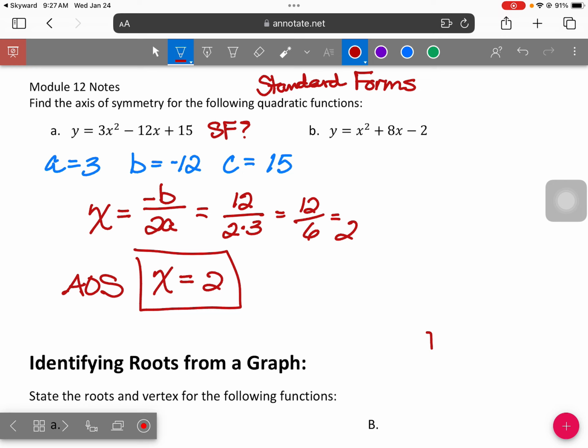Questions on that? All right, I want you to try B on your own at your seats. You need to find your A, B, and C values first. Substitute those in. See what you can get. I'll come around. Make sure you know how to do this.